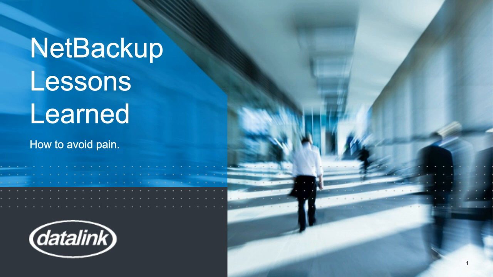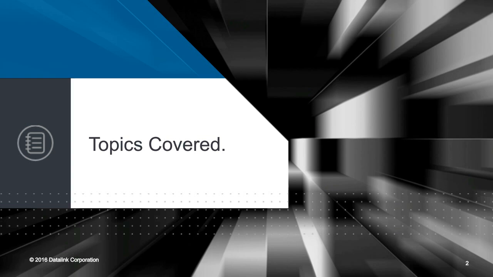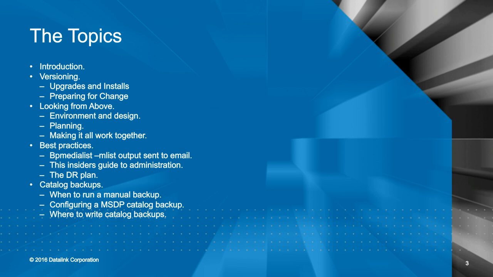Great, thanks a lot. So this month's Tech Tuesday, we're going to be talking about some NetBackup lessons learned, how to avoid pain, common pitfalls and things that are missed. To go over some of the topics we're going to be discussing: we'll start with versioning, best practices for upgrades, installs, making sure you're prepared for upcoming changes to your environment, and upgrade compatibility. We'll be taking a 40,000-foot view and taking a look at environment design, planning, making all these things work together. We'll be talking about some best practices.